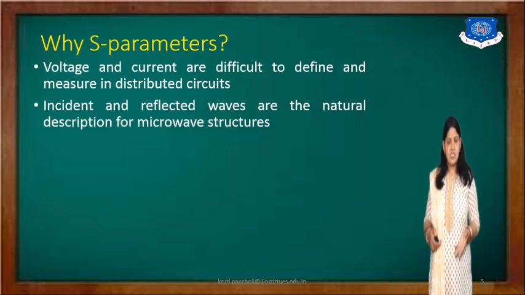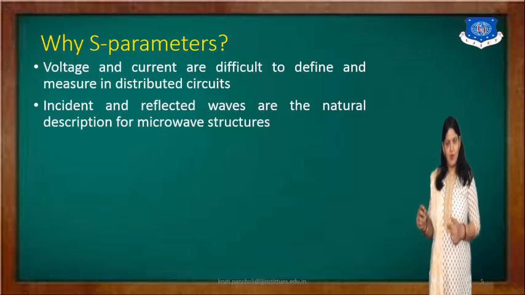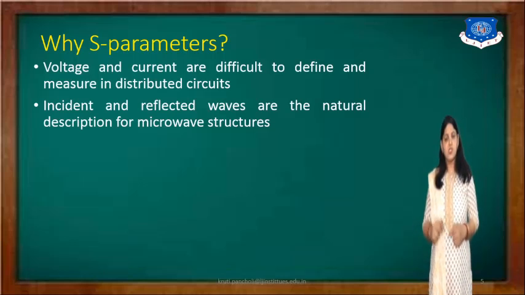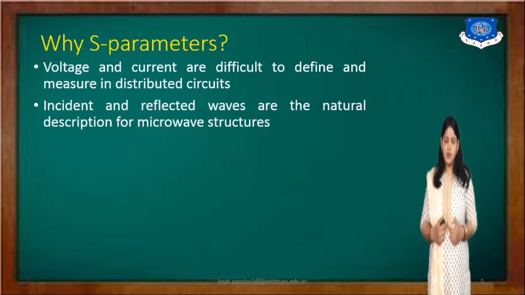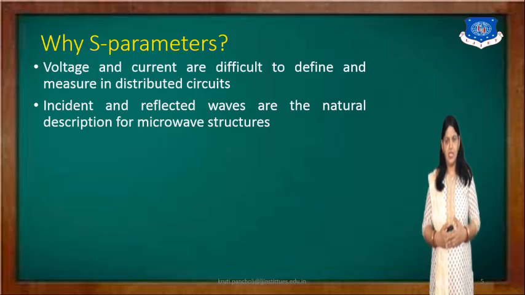So incident and reflected waves are the natural description for microwave structures. We are transmitting the wave, that is the traveling wave, and the wave which is reflected from some point is the reflected wave. So here we have these two logic variables for defining any two-port network for the S parameter.